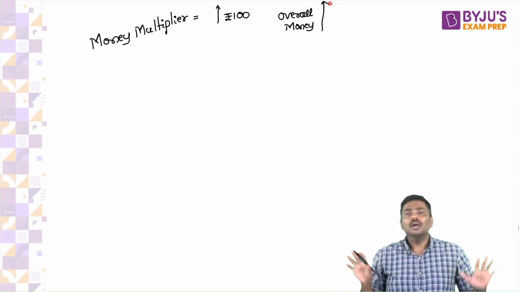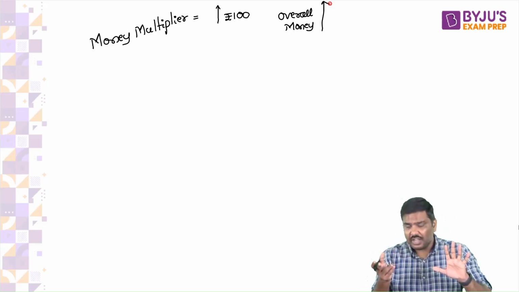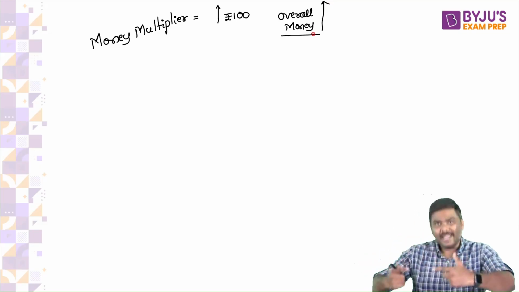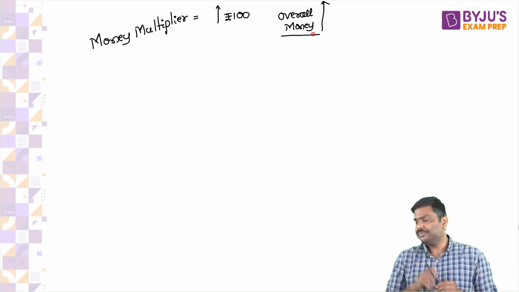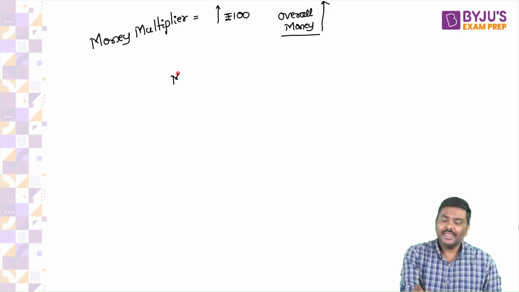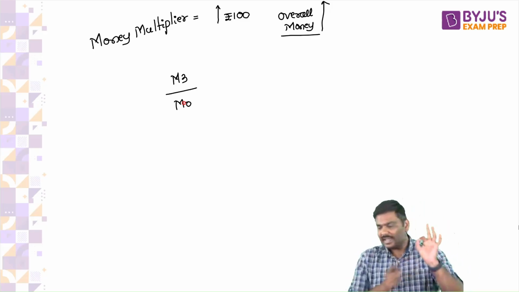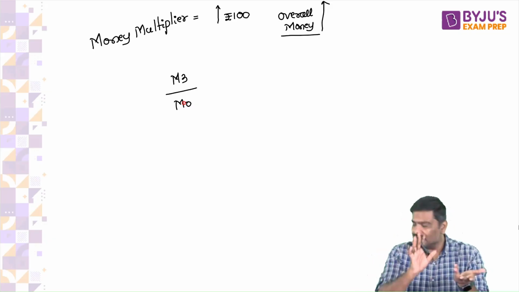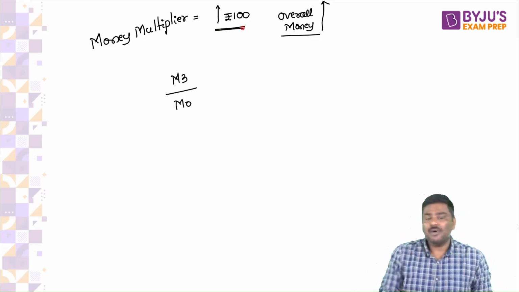overall money supply will increase by how much? Simple idea. If because of the policies of RBI the monetary base changes, as a result of this, overall money supply in the economy will increase by how much? That is called the money multiplier. For example, can I say M3 upon M0 is the right formula for the money multiplier? Think of it. What is the meaning of money multiplier? Don't just memorize everything. Understand the concept.